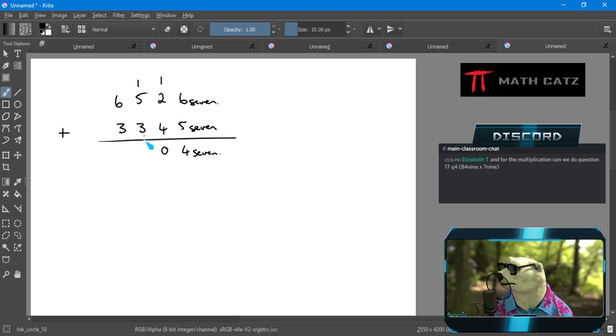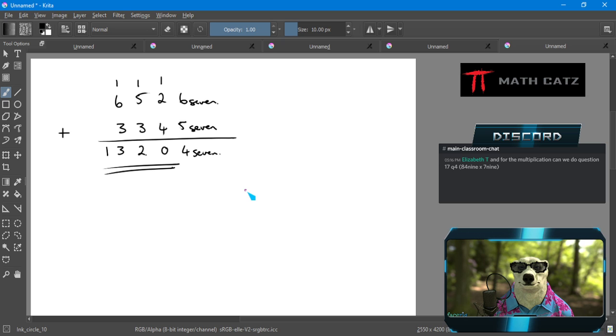1 plus 5 is 6. 6 plus 3 is 9. That's one group of 7 and 2 left over. 1 plus 6 is 7 and 3 is 10. That's one group of 7, 3 left over. Done.